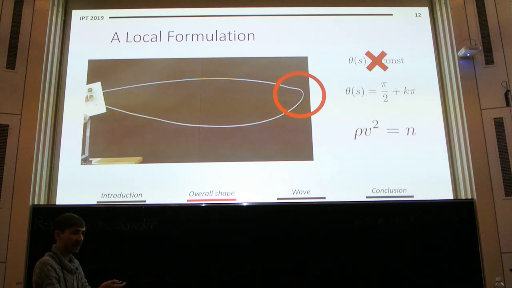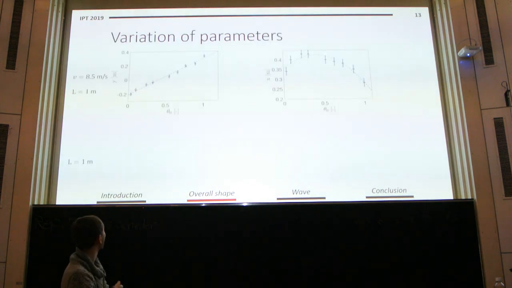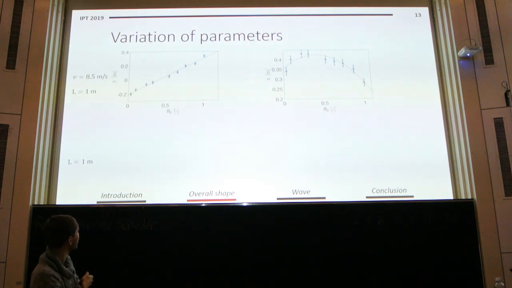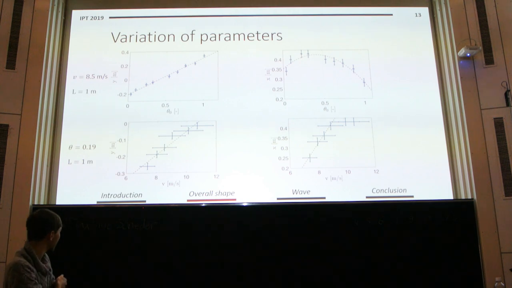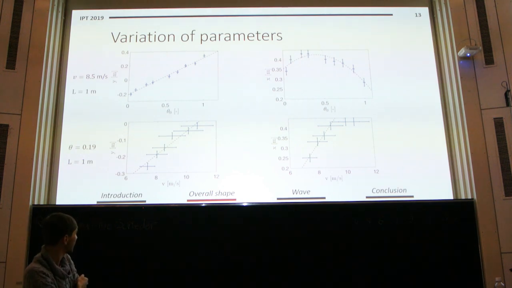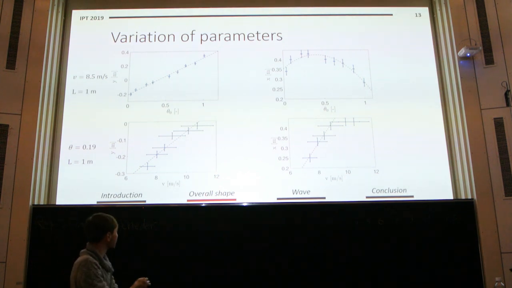And for that, we have done some measurements. And here it is. We see that if we increase the angle theta zero, the initial angle, the y component of this furthest point increases, and if we change this angle again, we see that the x component follows this kind of bell. And for the velocity, we see that if we increase velocity, the y component increases, and the x component increases and reaches a plateau, which is the length of the string divided by 2, basically.